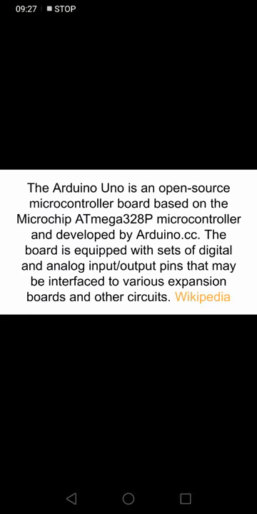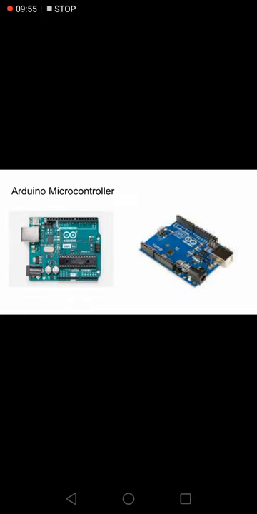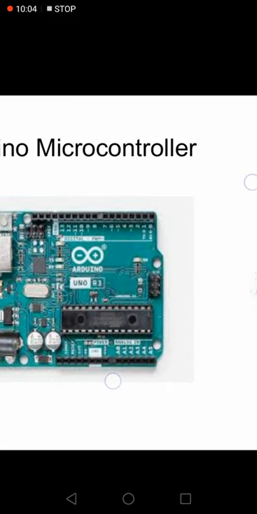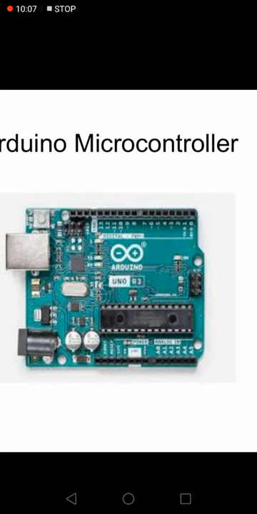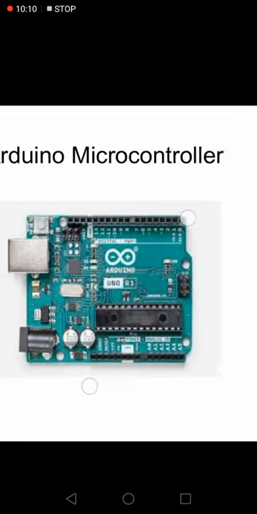Arduino, you know, is an open source microcontroller board based on the Microchip ATmega328P microprocessor and developed by Arduino. The board is equipped with sets of digital and analog input or output pins that may be interfaced with various expansion boards or other circuits. Wikipedia. Next slide. This shows a photo of an Arduino microcontroller. Two of them here. Zoom in. I have three products.